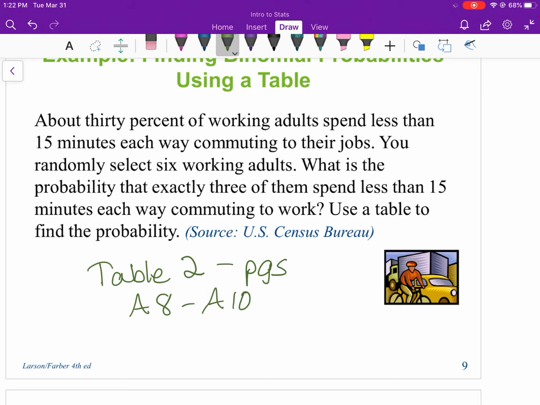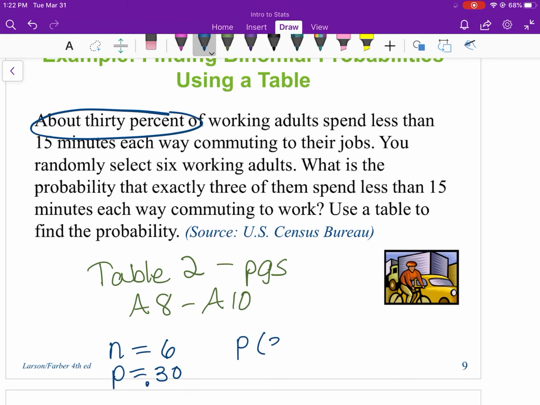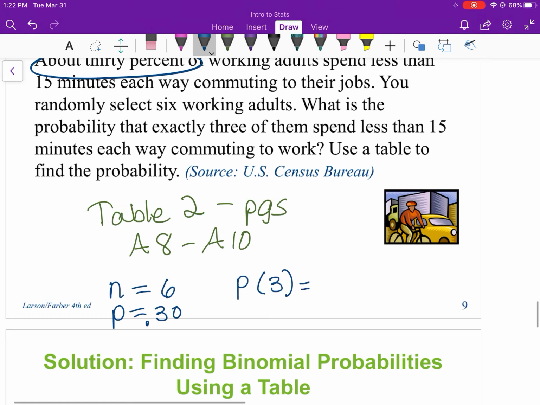Okay, so with this problem, 30% of working adults spend less than 15 minutes each day commuting to their jobs. So you randomly select 6 working adults, so there's your N. What is the probability that exactly 3 of them spend less than 15 minutes commuting to work? So our P is 30%. And we're interested in the probability that exactly 3 say this.